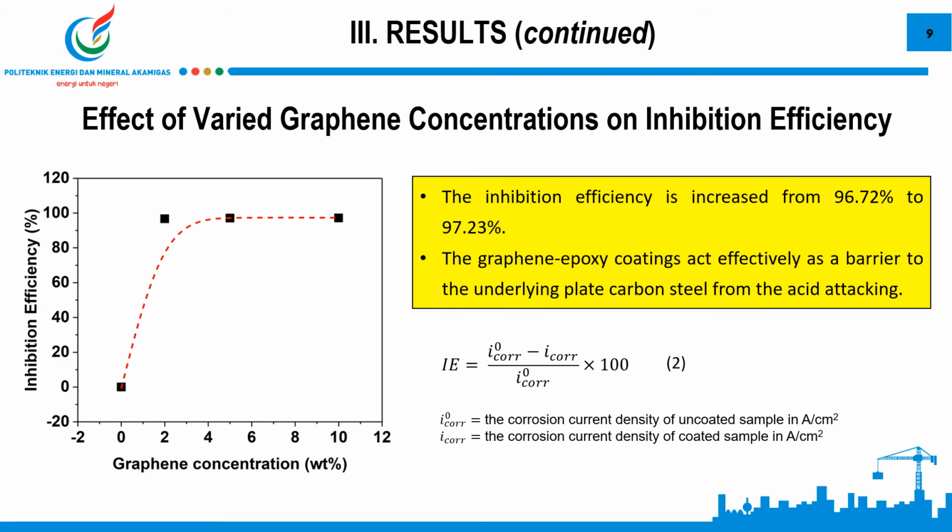We also can observe the dependency of the inhibition efficiency on the graphene concentration. The inhibition efficiency is increased from 0 of the uncoated sample to 96.72% until 97.23% of the coated samples. This is a good indicator for our anti-corrosion coating.